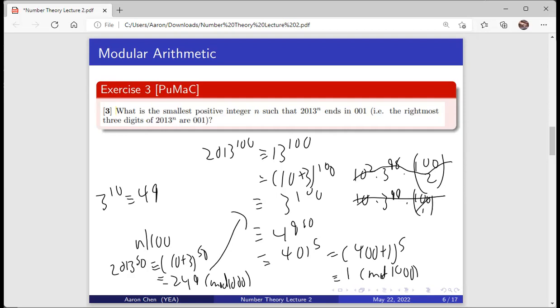And the final step is 2013 to the 20. And so you also use the same thing: 10 plus 3 to the 20. And this is congruent to 801 mod 1000. So that tells you the answer is 100. So the way this solution works is basically you kind of first have to notice that 100 works.